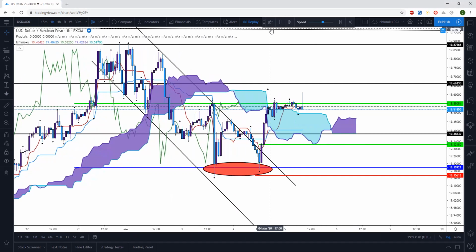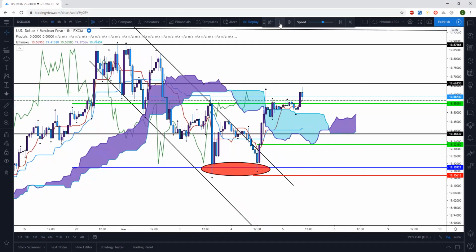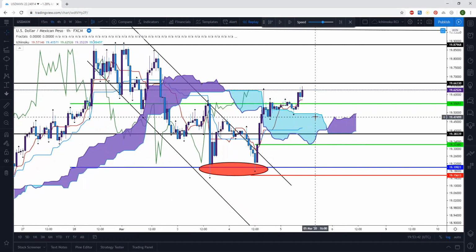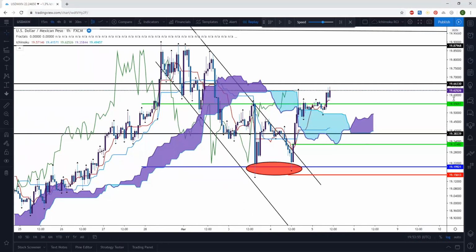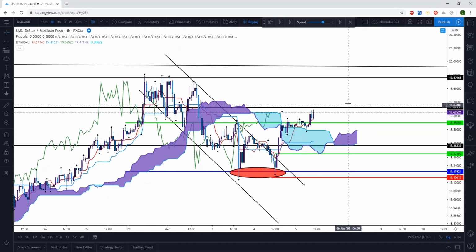Still in the range. So here, all right. Now we're starting to creep up outside the cloud now. We just need this to break out. Once this is free, we're good to go for a really long trade. All right. So let's go ahead and keep playing. But y'all see how it's forming, right? Y'all watch that. All right, let's go ahead and play.